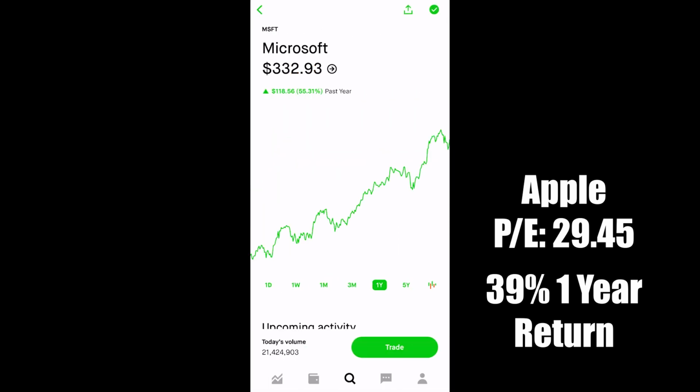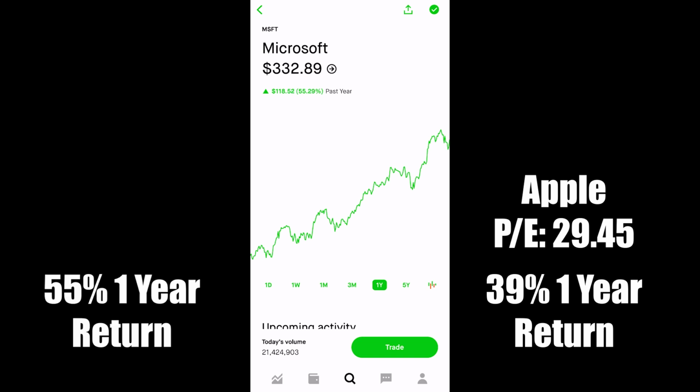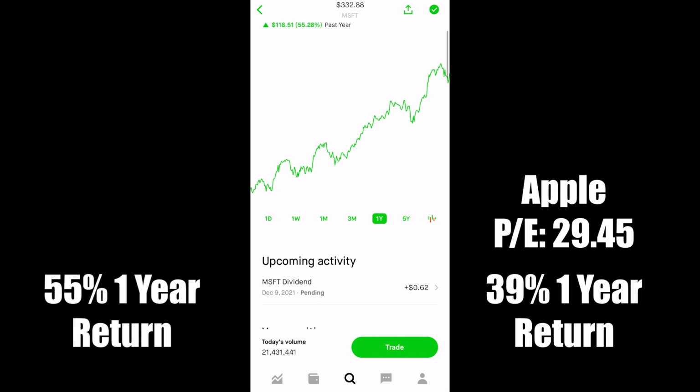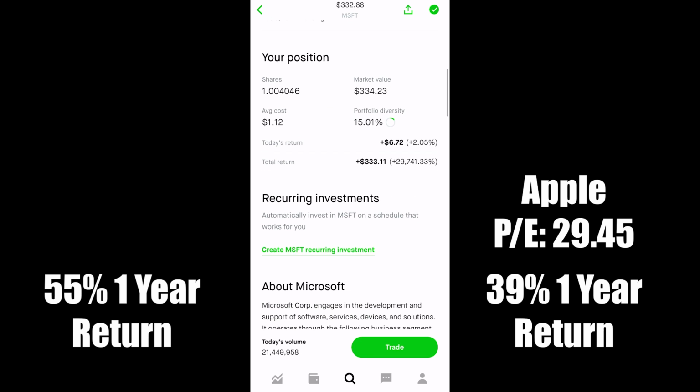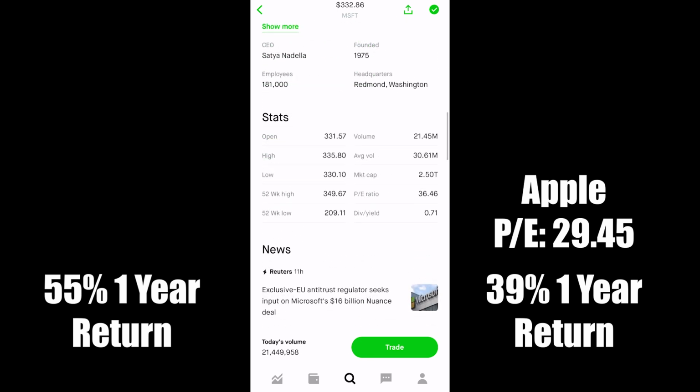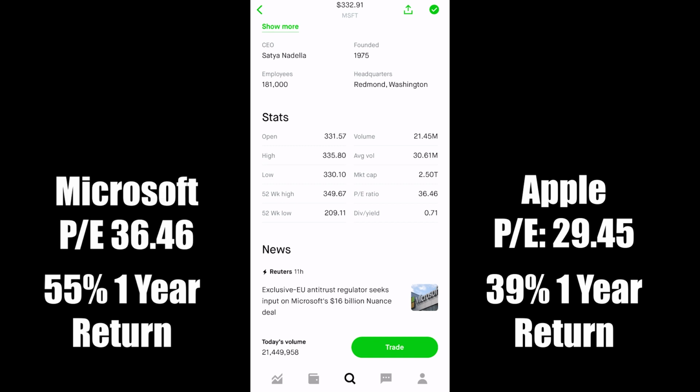Okay, so let's look up the year. So it looks like they've had a 55% year. So this is looking at the last 52 weeks. So that's obviously higher than Apple right there. And then we're going to scroll down into the stats. And you can see right here that their PE ratio is a 36.46. So even though they had more gains, that's awesome, but their PE ratio is higher than Apple's.